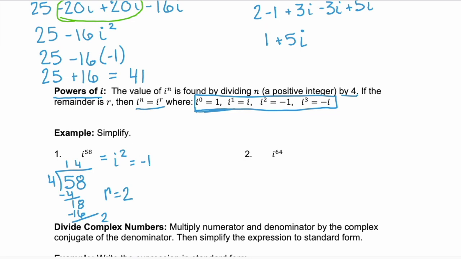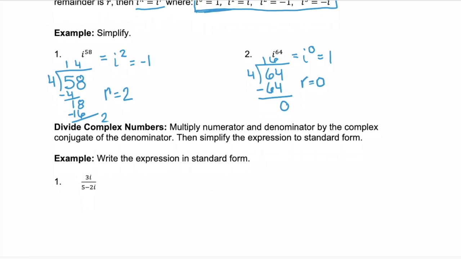Now look at i to the power of 64. 64 divided by 4. Well, 64 divided by 4 is 16. And the remainder is 0. So i to the power of 64 is equivalent to i to the power of 0, or just 1. So you divide that exponent by 4, and whatever the remainder is from division tells you the corresponding exponent.